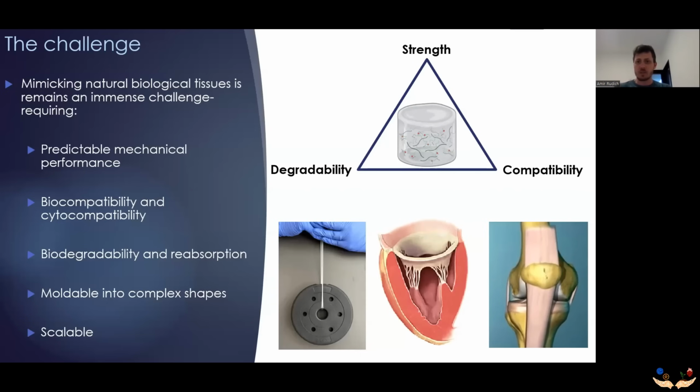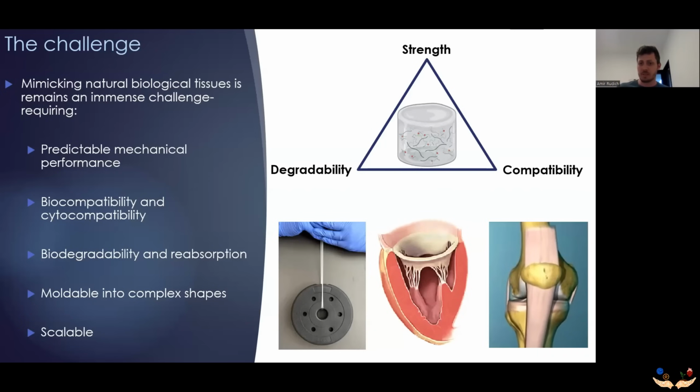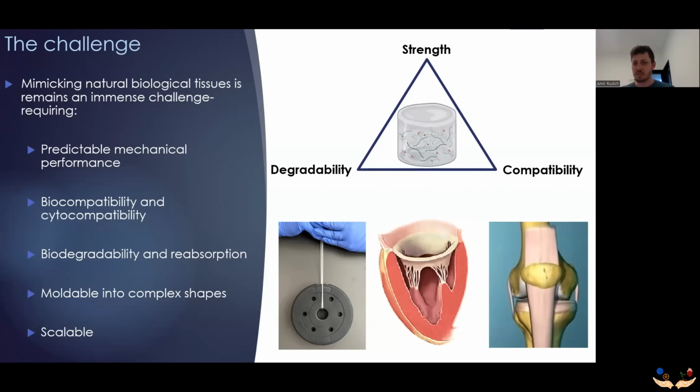Of course, ideally, we would also like this material to be able to slowly degrade and be reabsorbed into the body over time as the tissue heals and recovers. We would also like this material to be able to be molded into complex shapes, such as the heart valve you can see in the image below. Of course, not all our tissues have these perfect, easy shapes. And ideally, we would want our material to be composed of cheap and abundant materials that we could actually use to provide this material for as many people as we can.